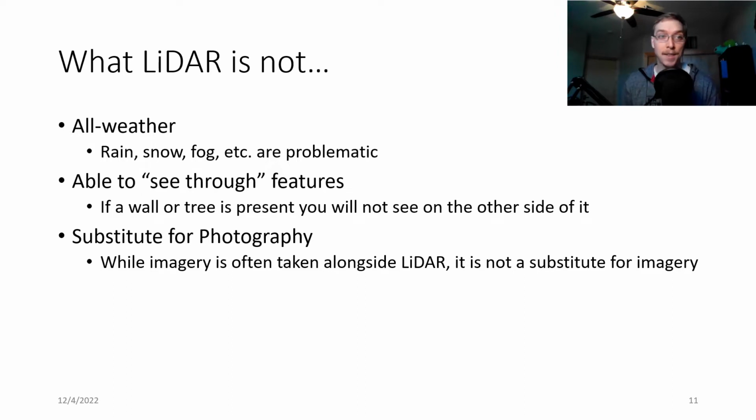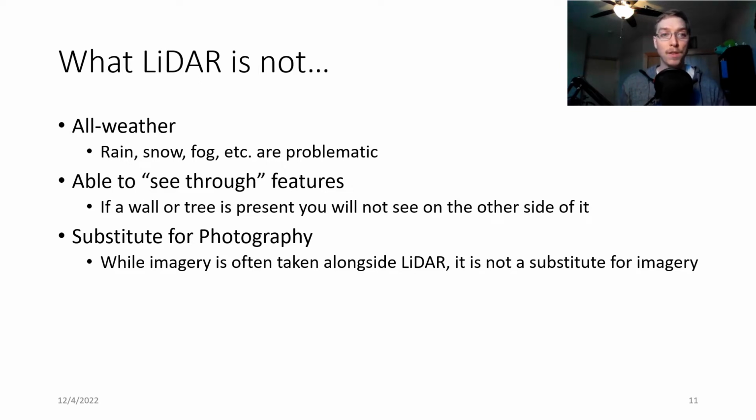What LiDAR is not, it is not all weather. Rain, snow, fog, etc. are problematic. Basically what happens, and this is from firsthand experience, if I was to use a terrestrial laser scanner or anything like that, and it was really foggy, what it would basically look like is a sphere of points immediately around the scanner because it's reflecting off of these particles, these fog particles and water particles and droplets in the air, and it's going right back. So you basically lose that signal because it's already bouncing off of something. So you have very poor returns. Same if it's snowing, if it's rainy, etc. If it's hazy, there are going to be problems.